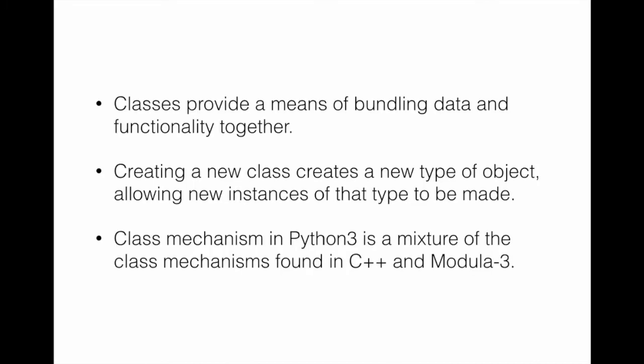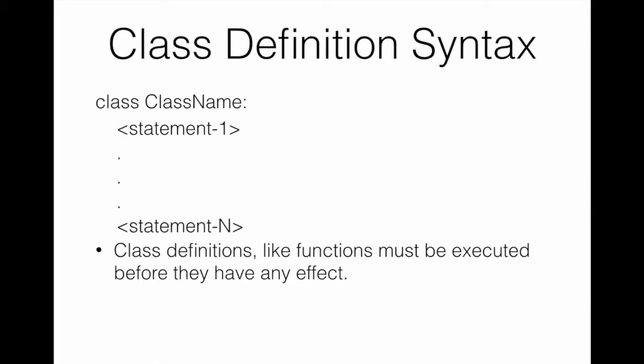Now let's move to classes and how to define classes in Python 3. Classes provide a means of bundling data and functionality together. Creating a new class creates a new type of object, which allows new instances of that type to be made. In Python 3, the class mechanism is a mixture of that found in C++ and Modula-3, and the class definition syntax is similar to other languages like Java. You give a name to the class, and in that class you just give some statements. Class definitions are just like functions, which must be executed before they have an effect.